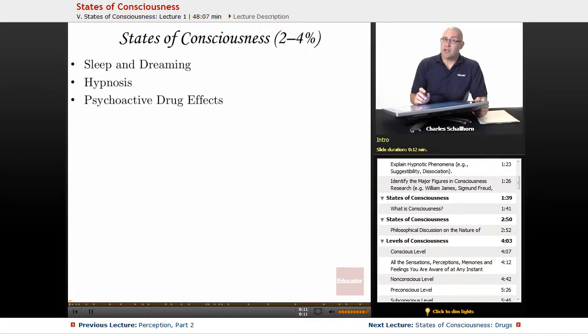Now, in the AP outline, states of consciousness is only 2 to 4%. So I'm kind of going to be giving you a fair amount of information here. It's not going to play that big of a role in the AP test itself. However, because it's about sleep and drugs and hypnosis, it tends to be one of the more popular units in the AP course. So we'll be looking at sleeping and dreaming, hypnosis, and then in the next segment, looking at psychoactive drug effects.